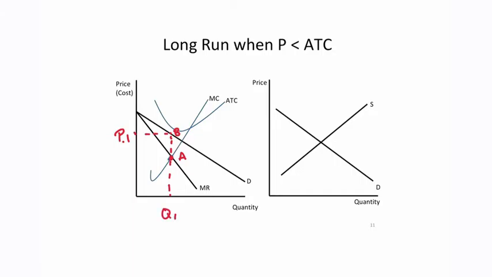Here you can see here's the price, and here's average total cost. So the difference here is a loss for the firm. So if they're experiencing negative profits in the short run, firms are going to want to exit the market. So we have an exit of firms.